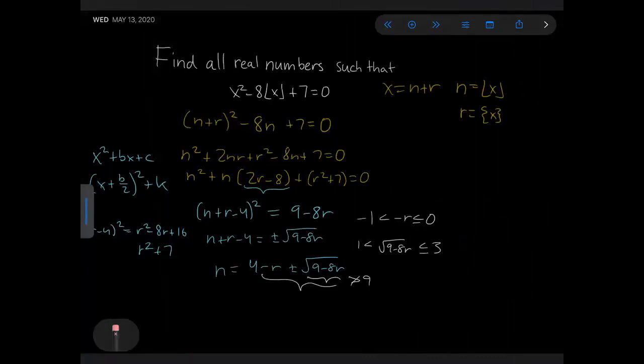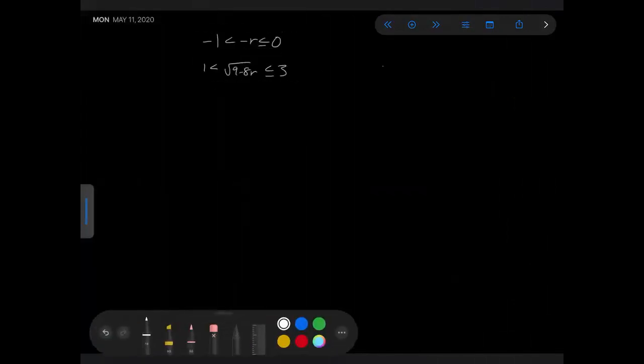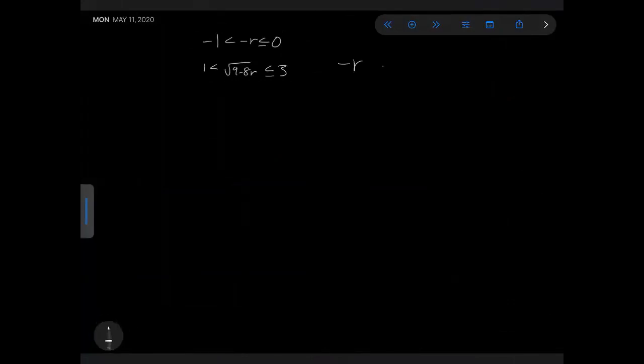So let's write down what we're looking for. We want negative r plus or minus the square root of 9 minus 8r to be an integer. Now, if you look at this, there's only a couple cases that can happen. Either this equals 1, 2, 3, negative 3, or negative 2. You can verify this by looking at these conditions.